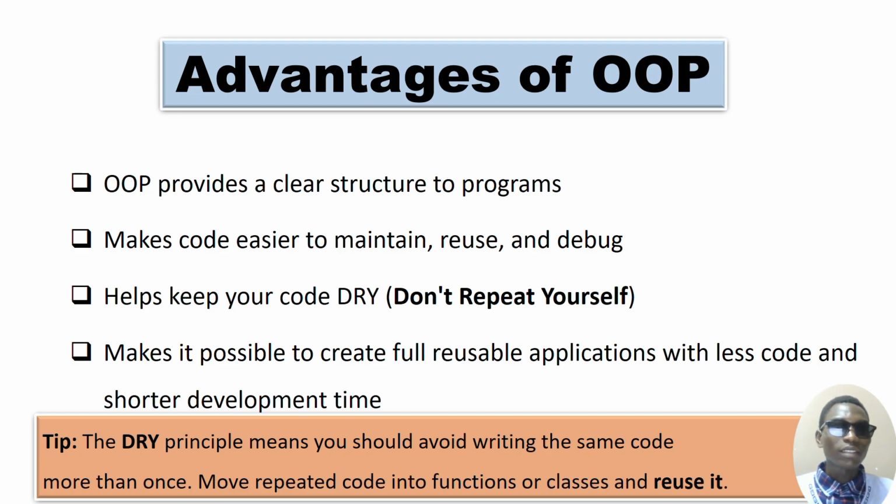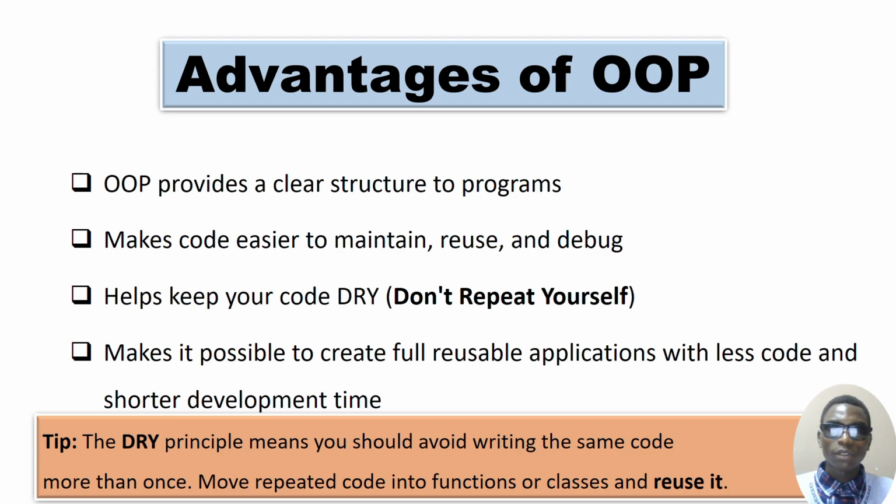And less time. So here is also a tip to keep in your mind: the DRY principle means you should avoid writing the same code more than once, to mean that we place code into functions or classes and reuse it. Instead of rewriting code, you just write this code in a function or class and then we reuse it by just calling those functions or classes.